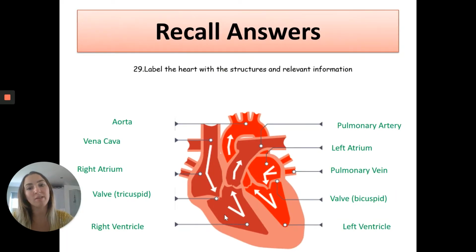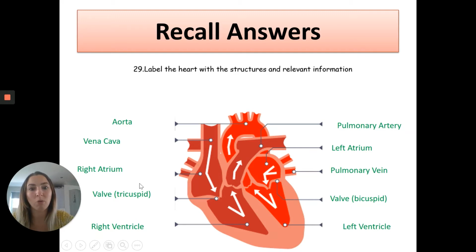Okay, so here are the answers then. So we've got, I'm going to start at the top here. So slightly different picture here to the one that I showed you before, because we can see that we've got the vessels coming off. Now that's just obviously because the aorta is going all around the body. So the top one, but it is over on the left side of the heart, is the aorta. You have got the vena cava.